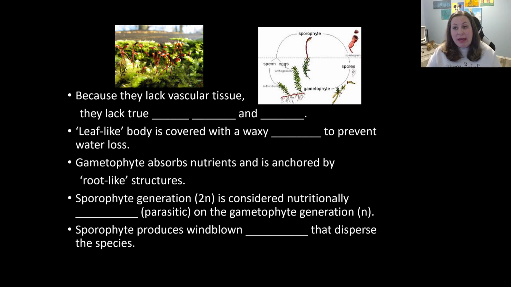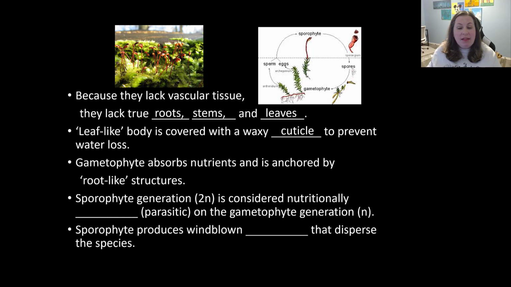Now, because we're looking at bryophytes and mosses don't have vascular tissue, they lack true roots, stems, and leaves. So they don't actually have roots, stems, and leaves. They do have these leaf-like bodies, and they are covered with a waxy cuticle, and this is to help, again, prevent water loss because they have moved on to land. But they're going to be very close to the surface. Gametophytes absorb nutrients and they're anchored by root-like structures. So they do have things that look like roots, but they are very primitive. They're not very well developed.